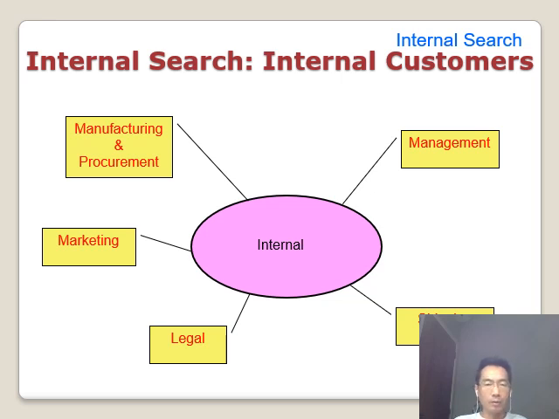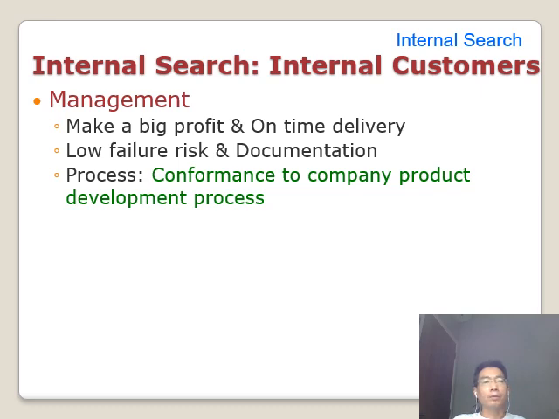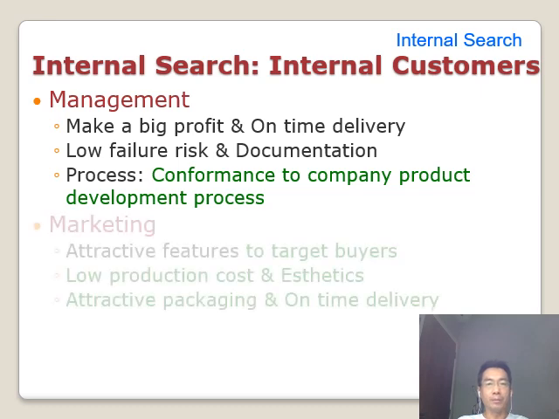Internal customers include management, shipping requirement, legal team, marketing, manufacturing, and procurement. For management, they want to make a big profit from every product that we deliver or design. So on-time delivery is one of the key things, along with low failure risk and documentation. The process may be involved in the design process and the production process, and this process must conform to the company product development process requirement.